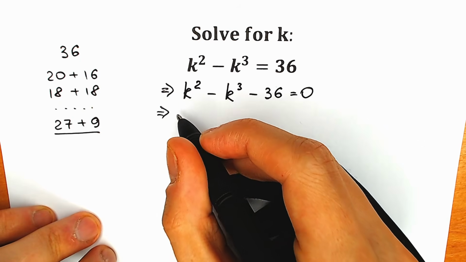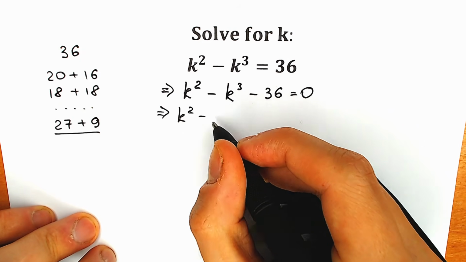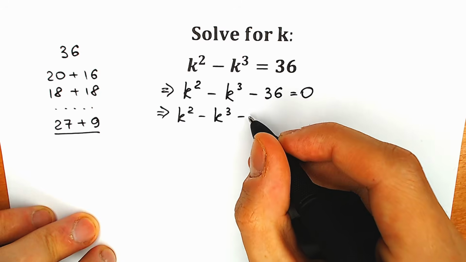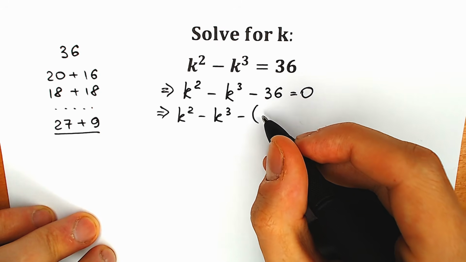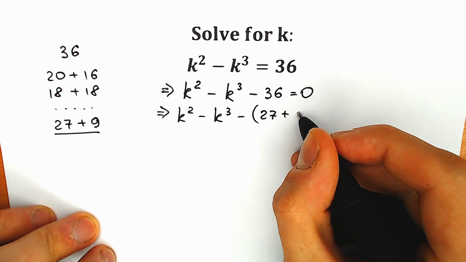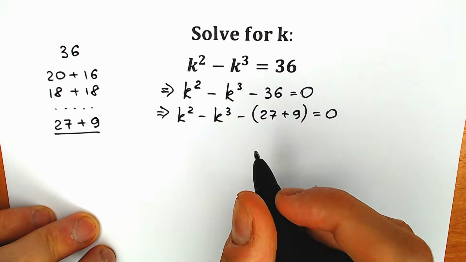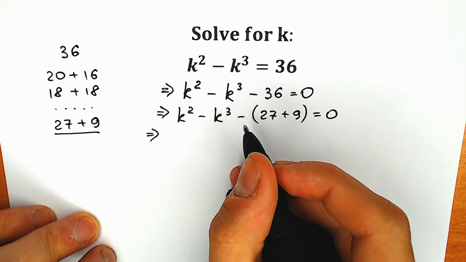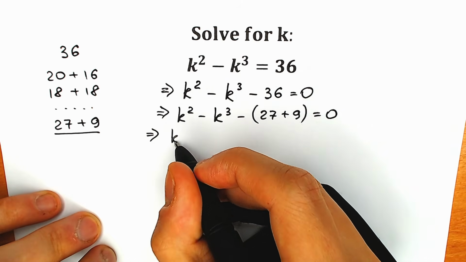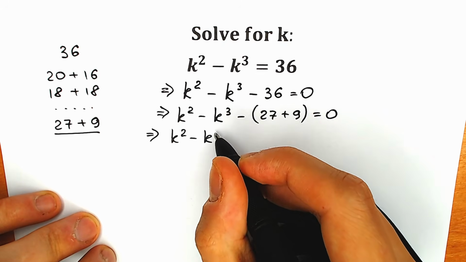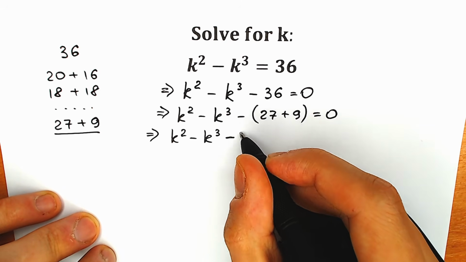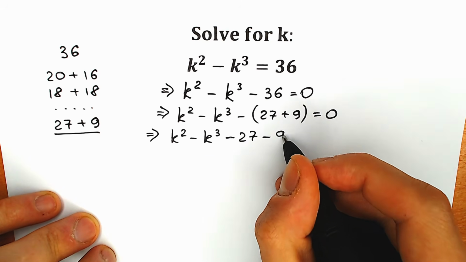So what do we have as a result? We have k squared minus k cubed minus (27 plus 9), yeah? And in the end, let's open our parentheses. So let's write it without parentheses. So we have k squared minus k cubed minus 27 and minus 9 equal to 0.